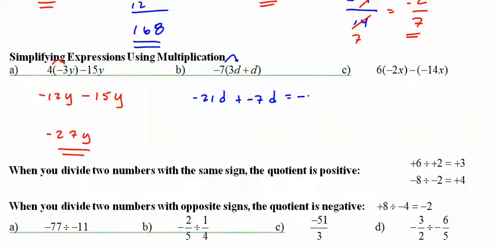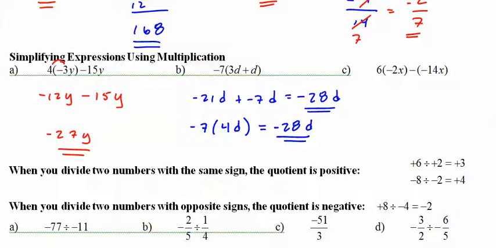Apologize for the handwriting in advance. Smarter would have been to say, let me do what's inside the parentheses. 3d plus d is 4d. Negative 7 times 4 is negative 28d. Math is somewhat perfect. Should work any different way you choose to do the problem as long as you're obeying the rules. 6 times negative 2x, negative 12x, minus minus, plus 14x, subtract, bigger sign is positive, 2x.